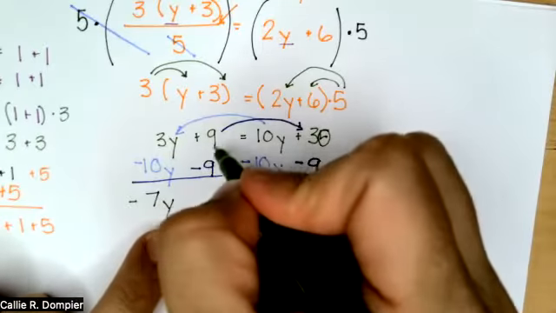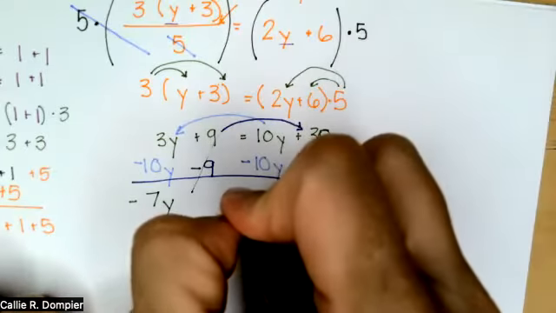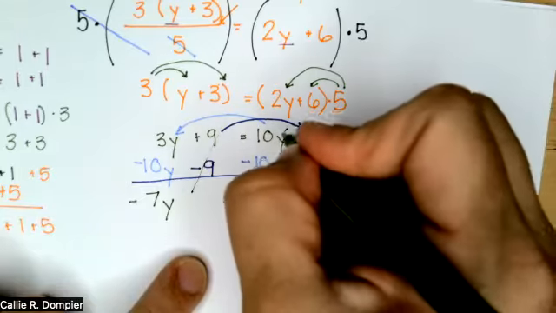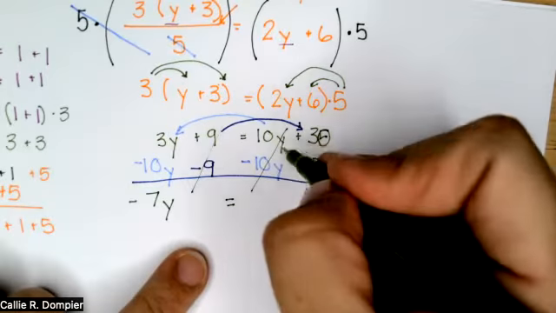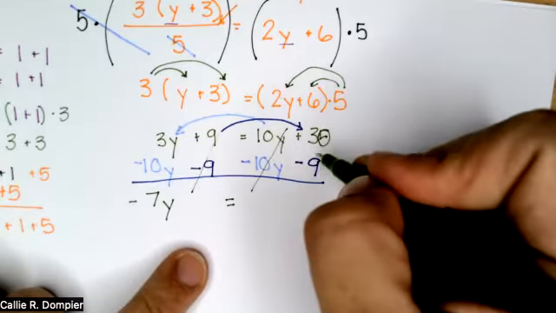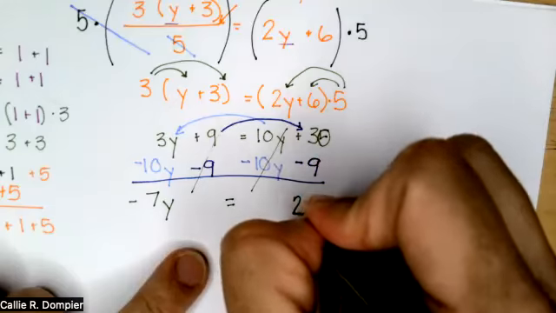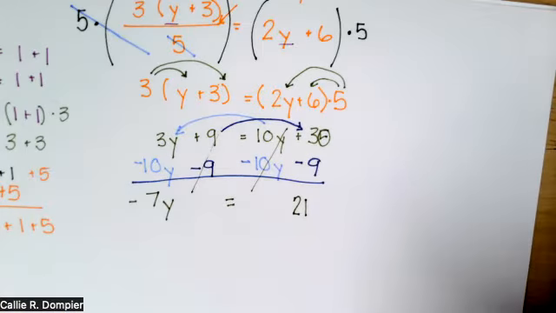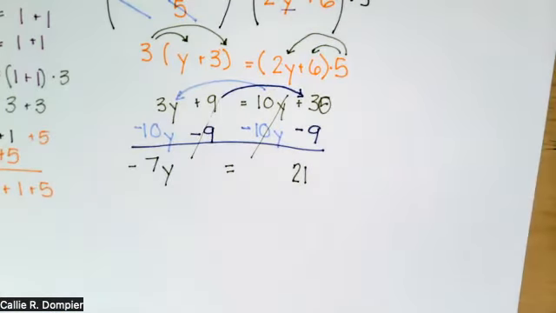9 minus 9 becomes 0. Keep that equal sign. 10y minus 10y is 0. 30 minus 9 is 21, right? So now I have a negative 7y equals 21.